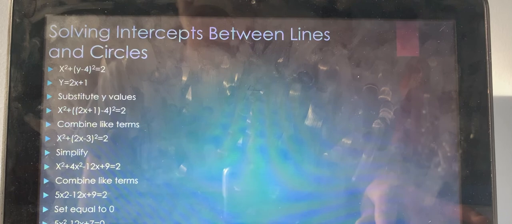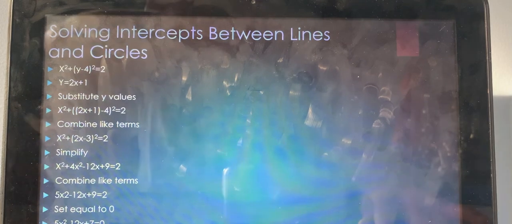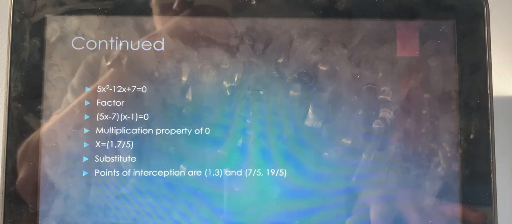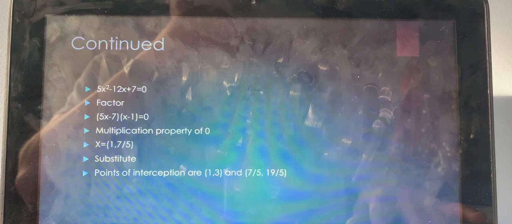We get x squared plus 4x squared minus 12x plus 9 equals 2. Obviously, we combine those terms: the 4x squared and the x squared. Then we set it equal to 0. We subtract 2 from the whole equation, and we get 5x squared minus 12x plus 7 equals 0. So now we have to factor again, and we'll use the multiplication property of 0. So we get (5x minus 7)(x minus 1).